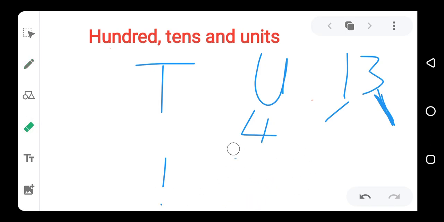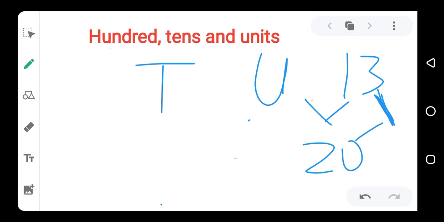If we have 20 and we want to write it, 20 has 2 digits. Anyone that has 2 digits, you are going to put 1 under units and you put the second one under tens. So for 20, we are going to put the first one under units, which is 0, and then we put the second one, which is 2, under tens.